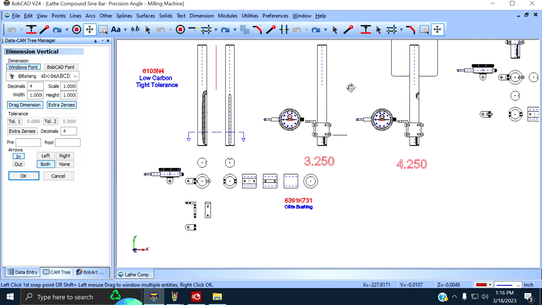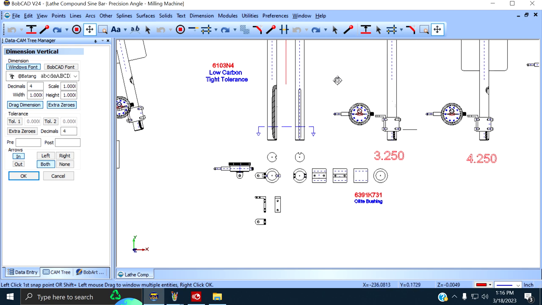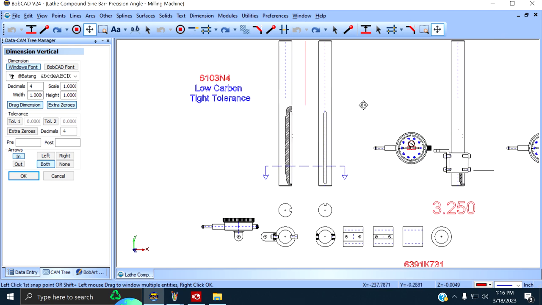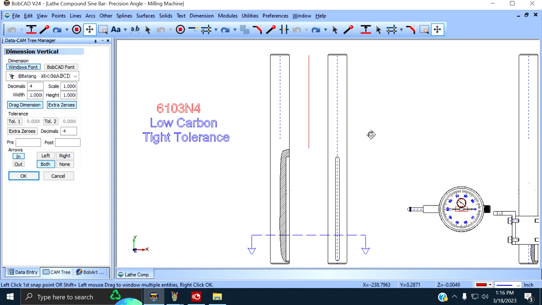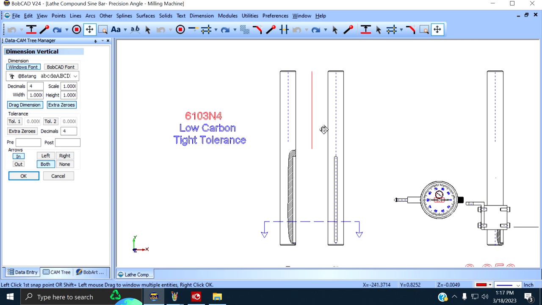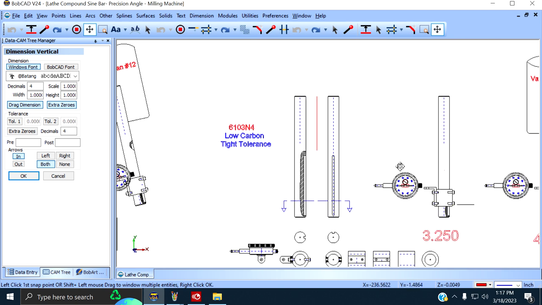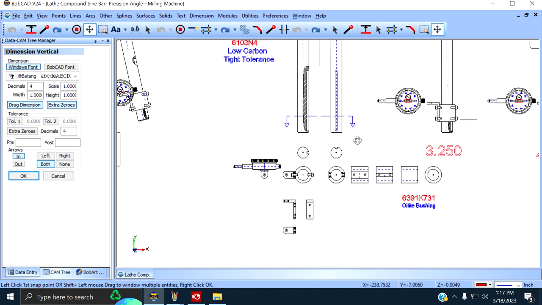Let me show you the components. Three easy pieces to make. I'm showing you that 1-inch low carbon bar, right? Doesn't have to be tool steel or drill rod. It's nice and precise, and you've got an oil-lite bushing going on it. You'll never wear that sucker out.